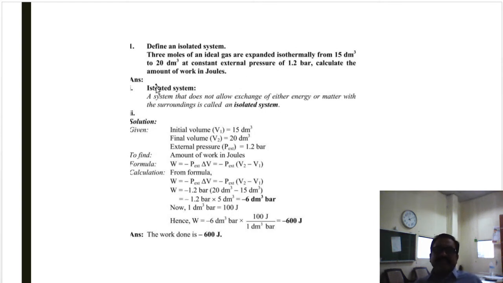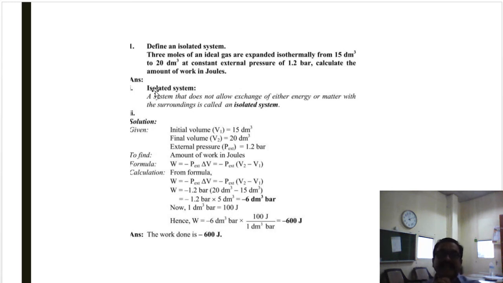Isolated system means a system which does not allow the exchange of energy as well as matter with surrounding. A system which does not allow the exchange of either energy or matter with the surrounding is called an isolated system. The system is completely isolated from the surrounding. There is no exchange of energy as well as matter possible from system to surrounding. Okay, very simple definition which carries a single mark. Then 2 marks are given for this problem. This is the short answer question type 3 which carries 3 marks.